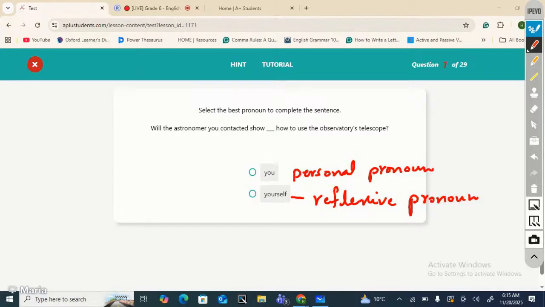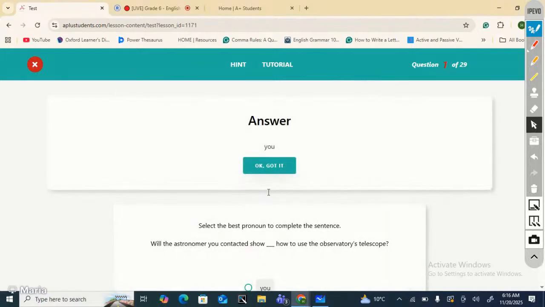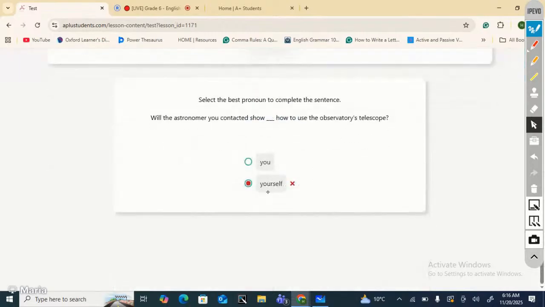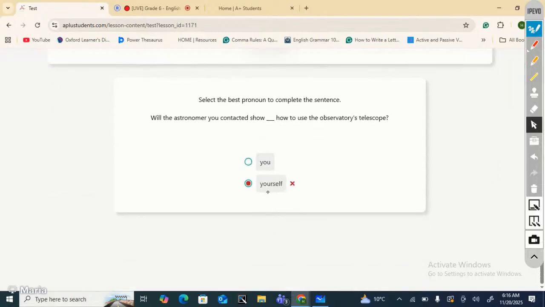Well, you're saying it's option two. Okay, let's select option two and then decide whether it is correct or not. Hmm. No, it's not correct. Because we don't require any pronoun which refers back to the subject of the sentence. We are referring back to another person. So we need, will the astronomer you contacted show you how to use the observatory's telescope?